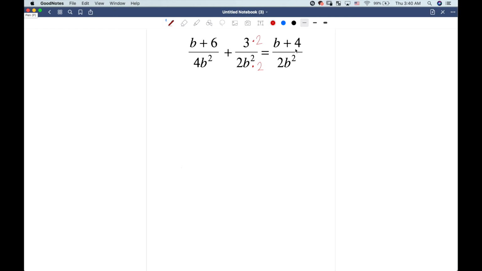Let's check this fraction. 2b squared. Well, 2b squared times 2 will give me 4b squared. And I know this is 4b squared and this is 4b squared. So I'm going to have the same denominators, which is perfect. What you multiply in the denominator, the same in the numerator. And I'm just going to rewrite this. Nothing happens to the first fraction.